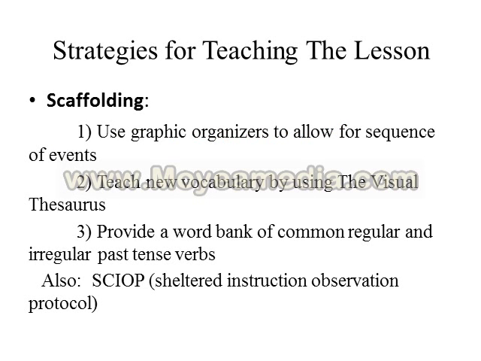Each content lesson should involve some strategies for teaching the lesson. In this particular lesson, I'll be using scaffolding, and some of the scaffolding strategies are using graphic organizers to allow for sequencing of events, teaching new vocabulary by using the Visual Thesaurus, and also providing a word bank of common regular and irregular past tense verbs. I included the Sheltered Instruction Observation Protocol as an alternative or an additional source.